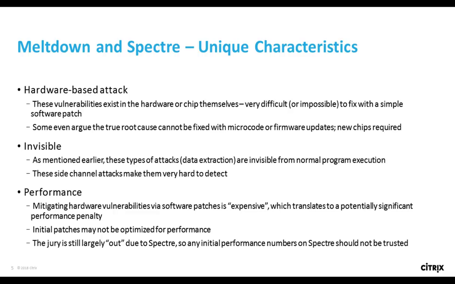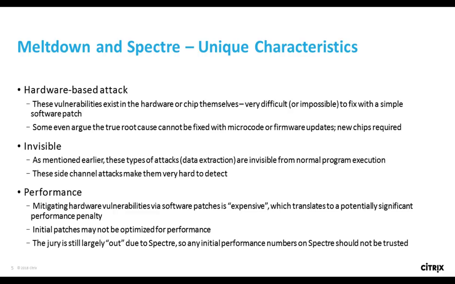Second important and unique characteristic here is that Meltdown and Spectre are invisible. They are happening at a very low level, and they are extracting the data by looking at the cache behavior. They just compare the timing. So trying to detect them using traditional tools is almost impossible at this moment.